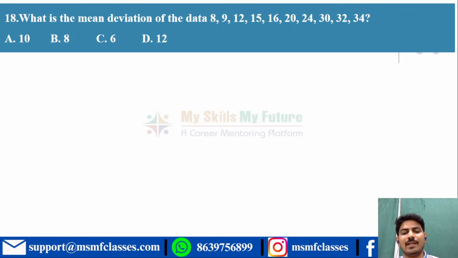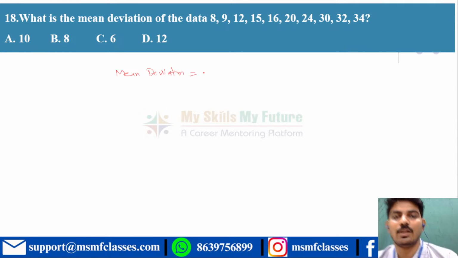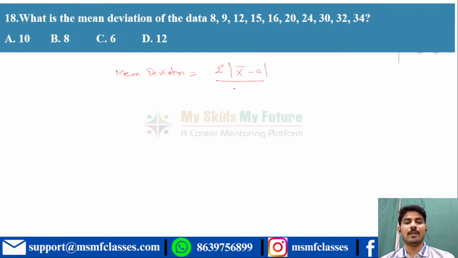Okay, what is the mean deviation of the given data 8, 9, 12, 15, 16, 20, 24, 30, 32 and 38? In order to solve this, we need to remember the basic mean deviation formula. If we remember this formula only, then we will be able to solve this problem. Mean deviation is equal to summation of modulus of x bar minus a, divided by n.